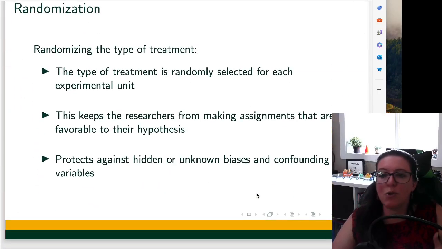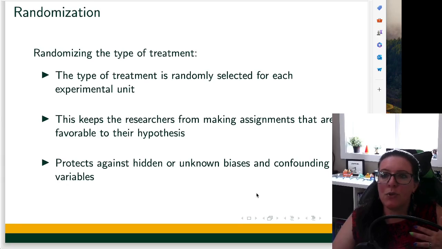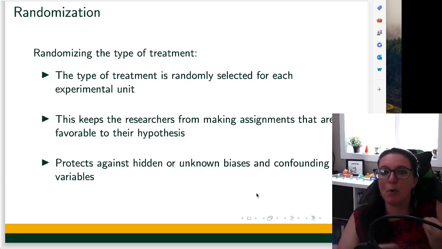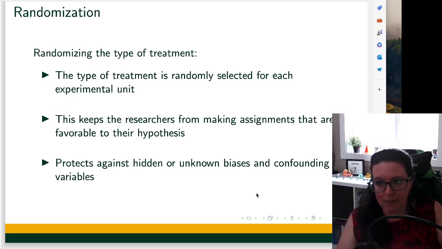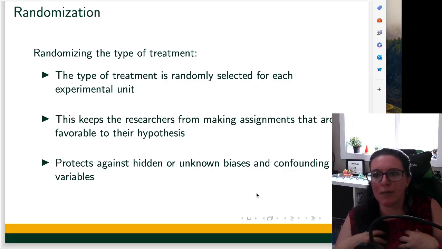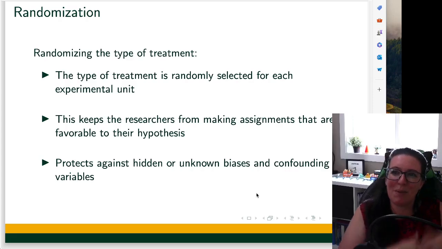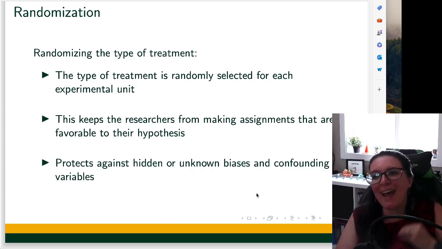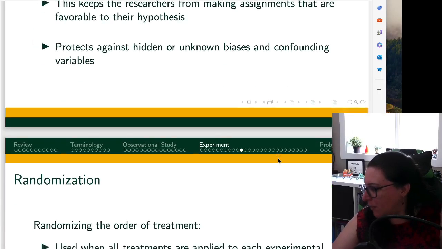So when you randomize your treatment, we want to have the type of treatment be randomly selected for each individual or experimental unit. We want to keep the researchers from making assignments that are favorable to their hypothesis. So one of the reasons for that double blind and for random selection is so that researcher isn't pushing some people to one group versus another to get the responses they're looking for. We want to protect from both known and unknown biases and for those confounding variables.